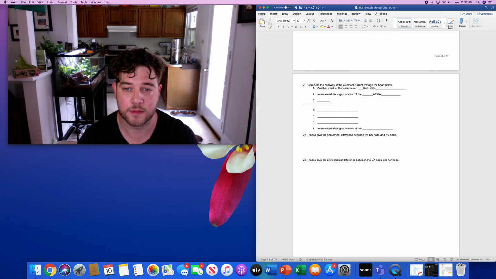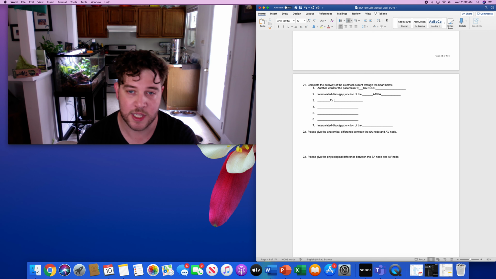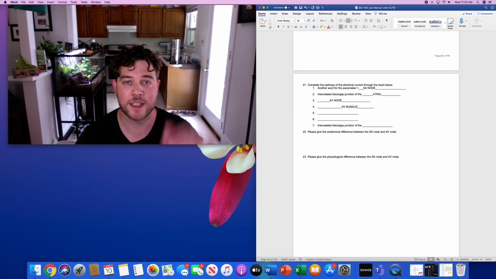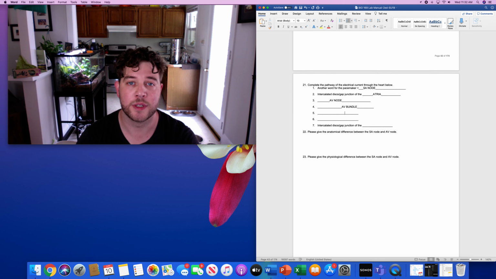It's going to go into the AV node. Then it passes into the AV bundle. It's going to slow down at this point. So the SA node has larger fibers and more gap junctions than the AV node and the AV bundle do. So the signal actually slows down, and that gives the atria time to fully contract. So as the signal is passing through the AV node and the AV bundle from the SA node, it's allowing the atria to contract.